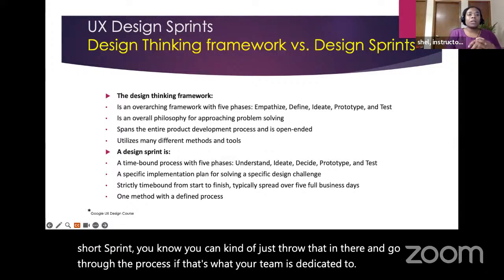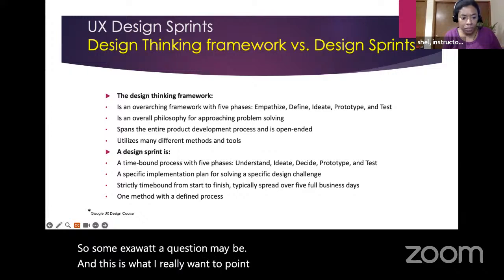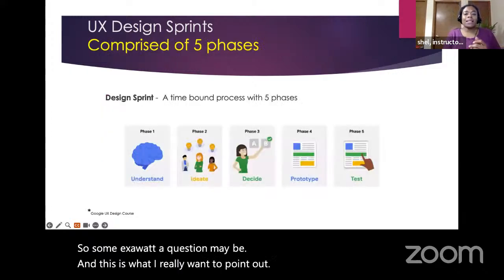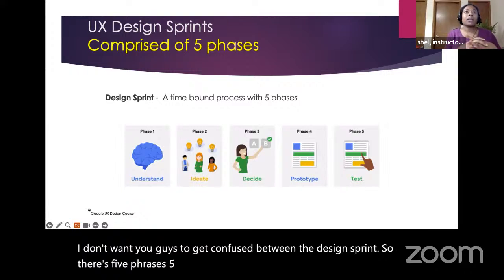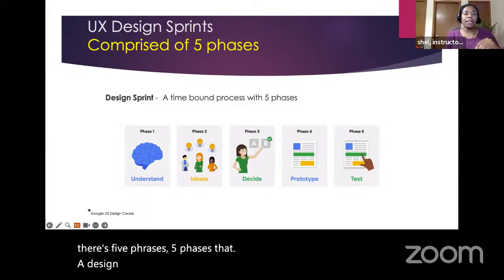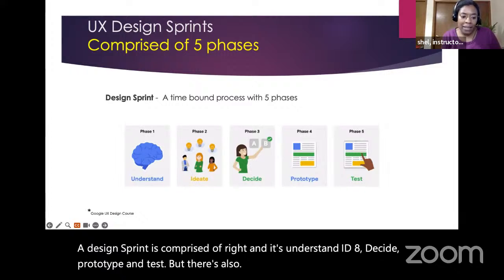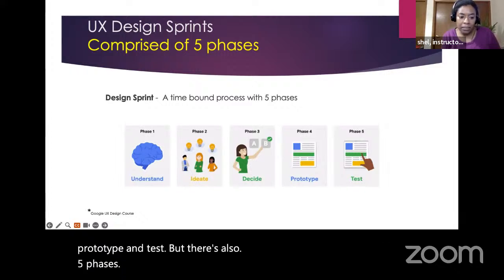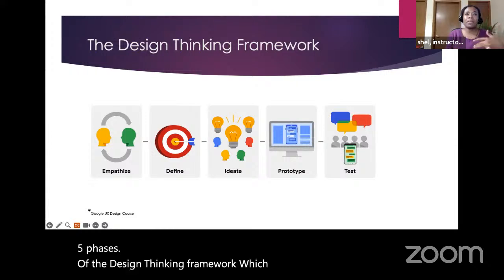So the question may be, and this is what I really want to point out, I don't want you guys to get confused between the design sprint and design thinking. There are five phases that a design sprint is comprised of, right? It's understand, ideate, decide, prototype, and test. But there are also five phases of the design thinking framework, which are empathize, define, ideate, prototype, and test.